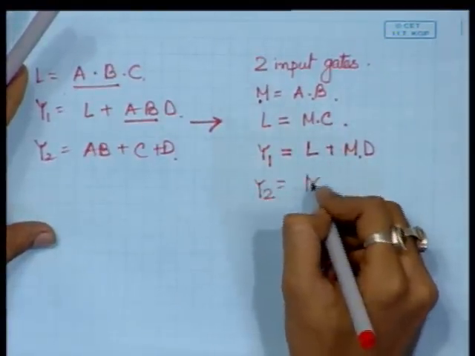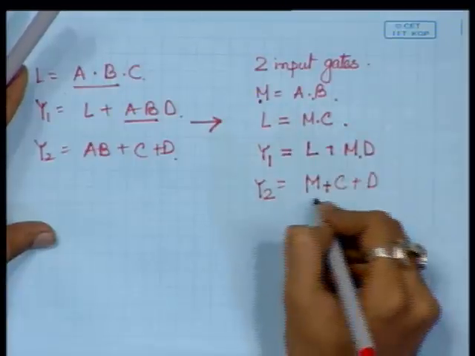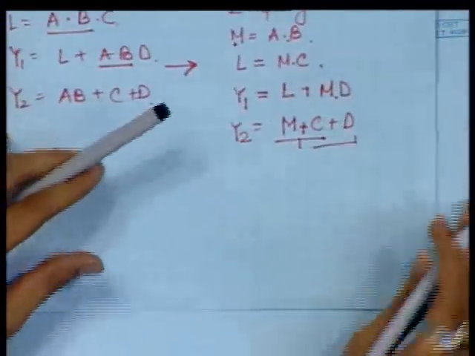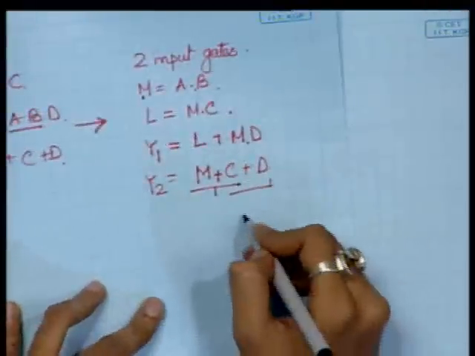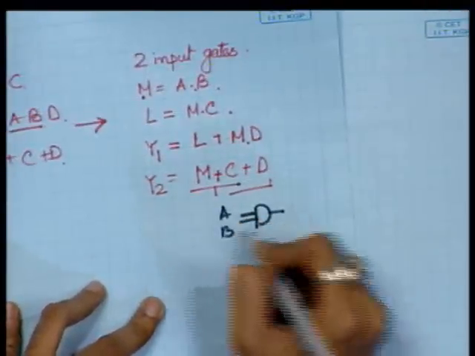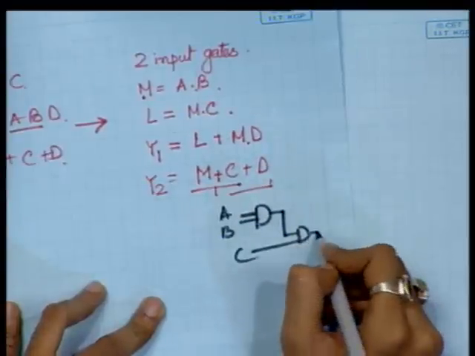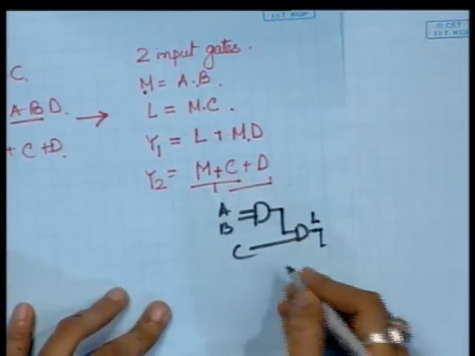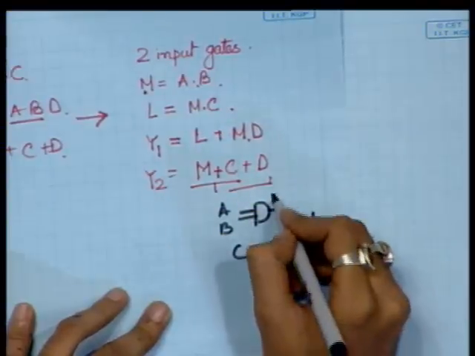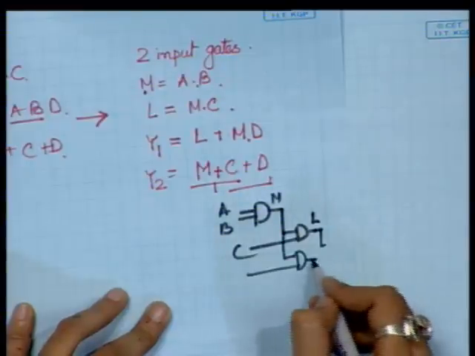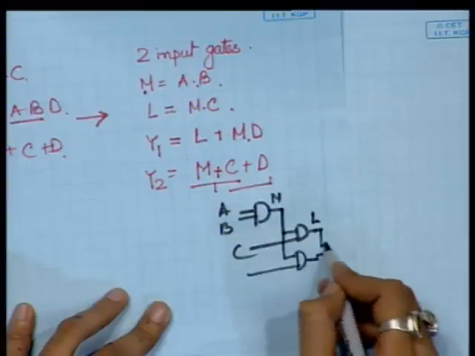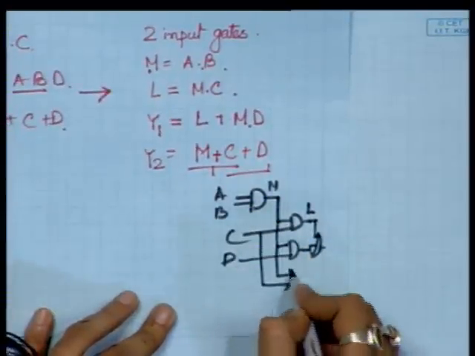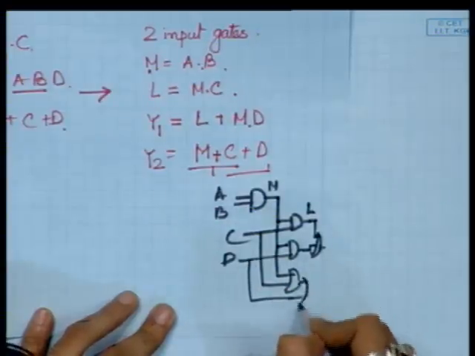Y2 is equal to M plus C plus D. This is also done as first M plus C, then this plus D. So what is the structure? The structure is AB, the output is ANDed with C. This is your L, then this is your M, it is ANDed with D, and this and L are ORed. Then this M is ORed with C, and then again ORed with D.